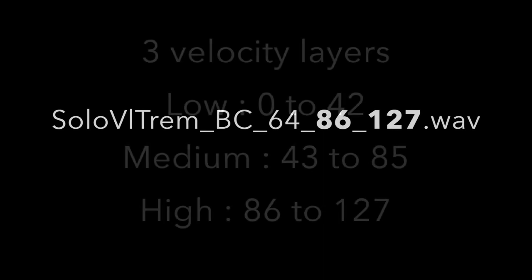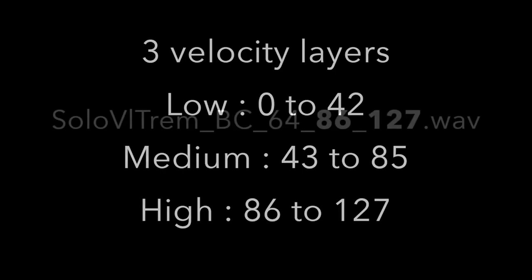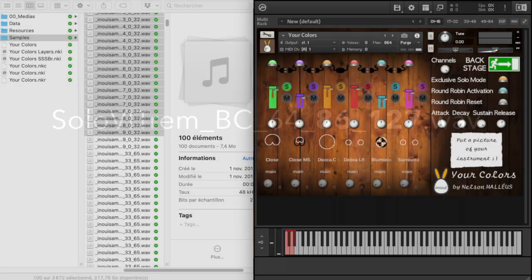The last two numbers match the velocity range that the sample would be played in. If you decide to go from 0 to 127, the sample will be played at all velocities. But you can divide this range in, for example, 3, so you'd have the low dynamics between 0 and 42, medium dynamics between 43 and 85, and high dynamics between 86 and 127. The sample we are analyzing would automatically be placed in the high dynamic range. This work can be quite long and boring, and if you have many samples, I recommend you use a utility.